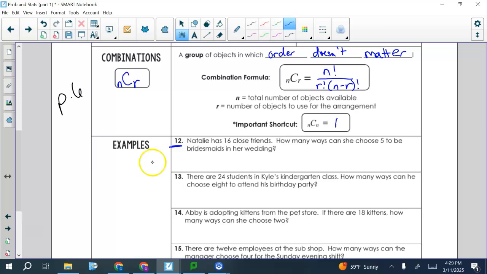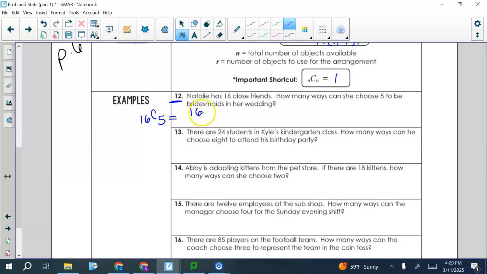All right, so Natalie's got the 16 friends, so she's going to have 16 taken 5 at a time. So how this looks is we're going to go 16 factorial, the big number, on top, over the other number by itself, 5 factorial, and then subtract them, 16 minus 5 factorial. So you go 16 factorial over 5 factorial times 11 factorial. So now we want to think of which one is the bigger number in the denominator. That's the one we're going to cancel with the numerator.